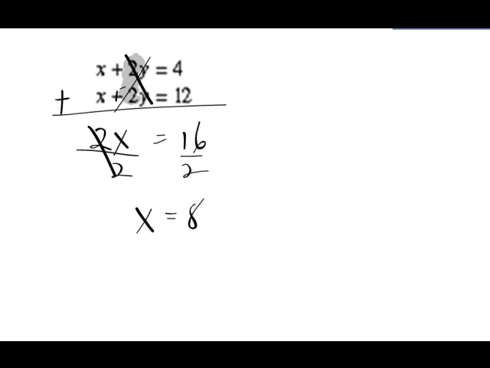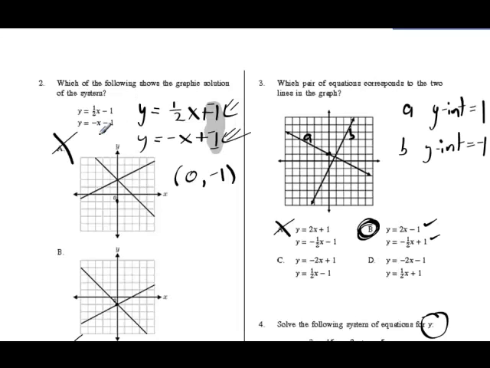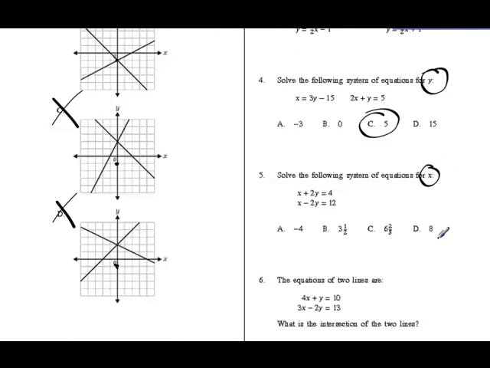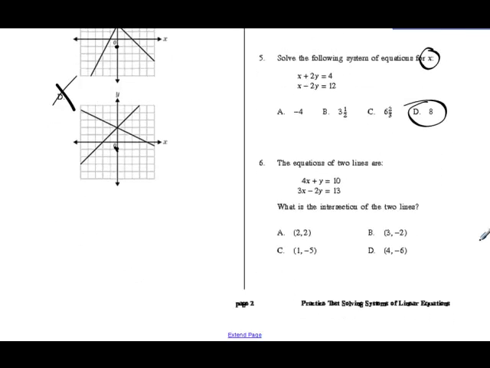Now, what did we need to find out in that problem? You need to solve for the x. Oh, well, there we go. Solve for the x. It was 8. So we're not finding both. Okay, the equation of two lines are these. What is the intersection? So, well, what are we going to do in that method?